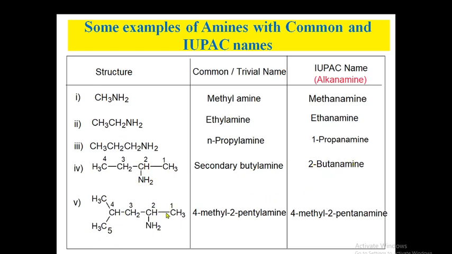Similarly, we have taken one more substituted amine here. The longest parent chain consists of 5 carbons, so obviously it's a pentyl group, and the substituent at carbon number 4 becomes a 4-methyl pentyl group, which is attached to the NH2 group. Therefore 4-methyl 2-pentylamine becomes the common name, while the IUPAC name becomes 4-methyl 2-pentanamine. Just the E is replaced by amine here. In this way we can give the IUPAC names to the different amines.